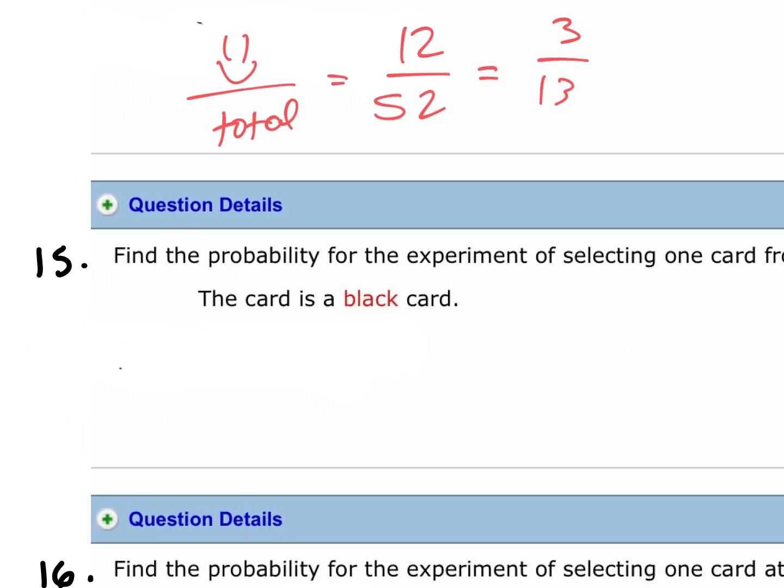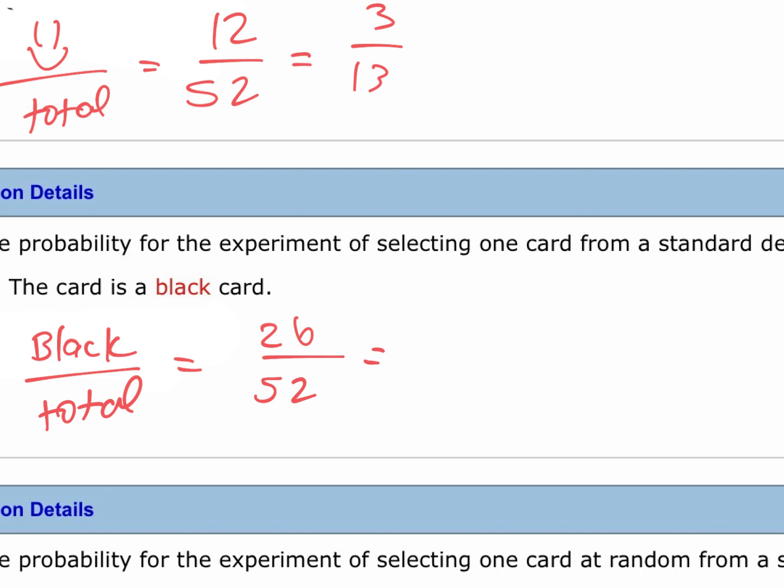Simple, very simple. Number 15 says a black card. So a black over the total. Well, how many cards in a deck are black? 26 out of how many total? 52. What can I divide both of those by? 2? What do I get? Okay, 1/2. Right, if I went by 2, I would get 13 over 26, and then I could go again by 13, so it just becomes 1/2. Simplify your fractions, guys.